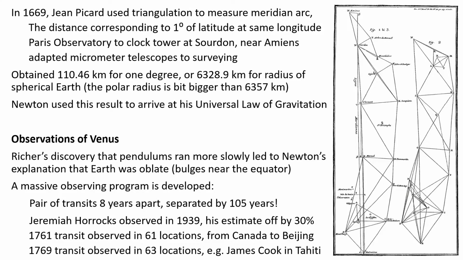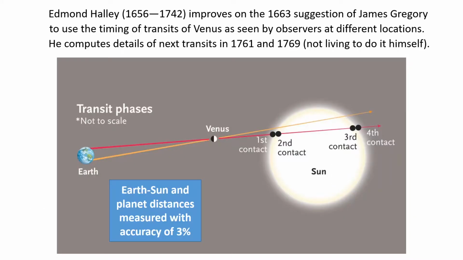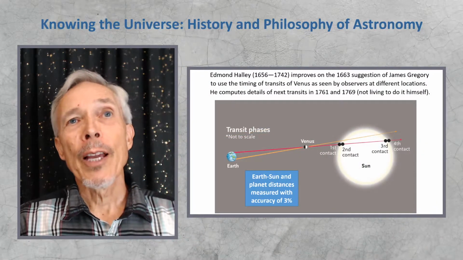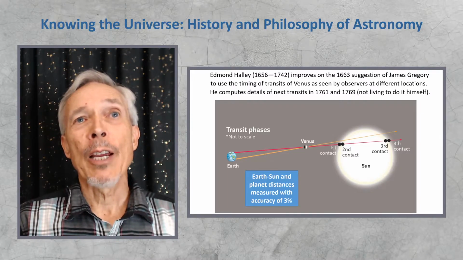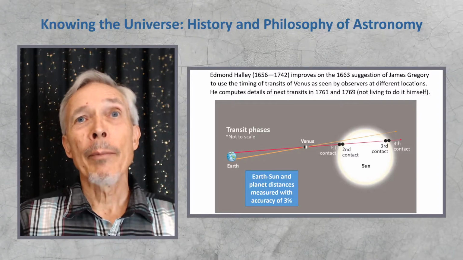Telescope technology, of course, had improved a lot in this time, and so every astronomer in Europe geared up for observations. It turns out the 1761 transit was observed from 61 different locations, from Canada all the way to China, and the 1769 from even more locations, including, for example, James Cook in Tahiti. Here's what they saw.